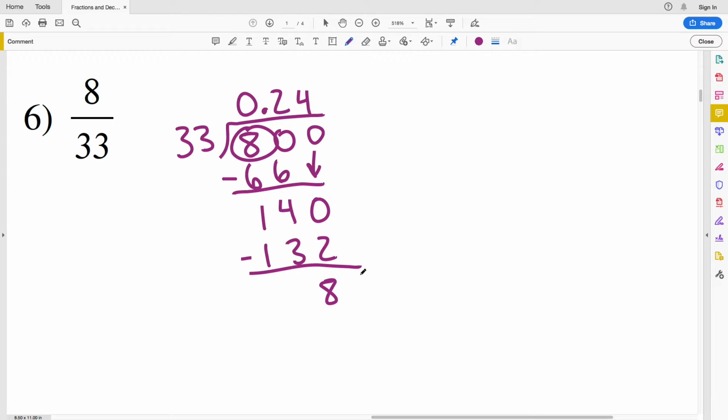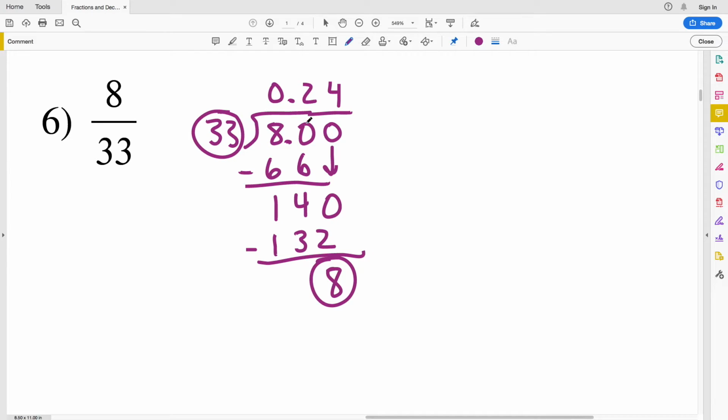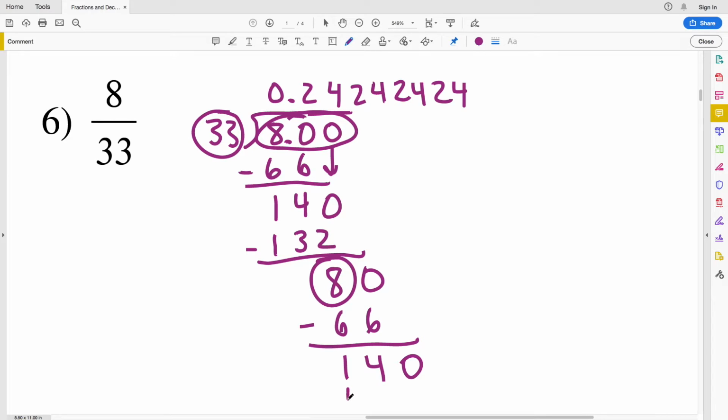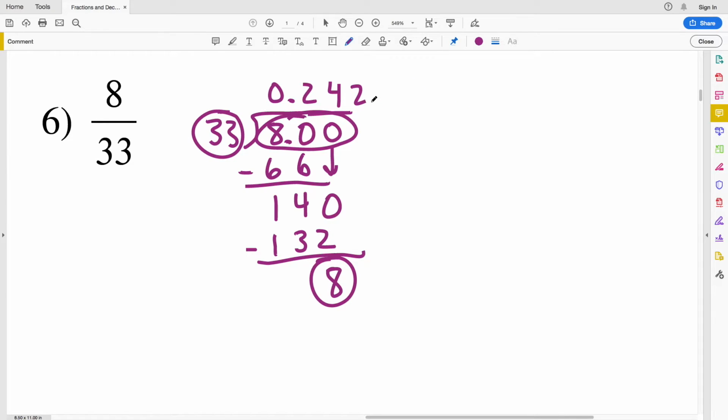So now, we're repeating this process. How many times does 33 go into 8? So 8 divided by 33. Since that's what we were at the start, we know that this is just going to keep repeating. So we'll have 0.24, and then we'll get another 24. And if we continue on, you'll notice that we'll get another 24, and so on. 24 repeating. The 24 will keep repeating, so we write it as such.